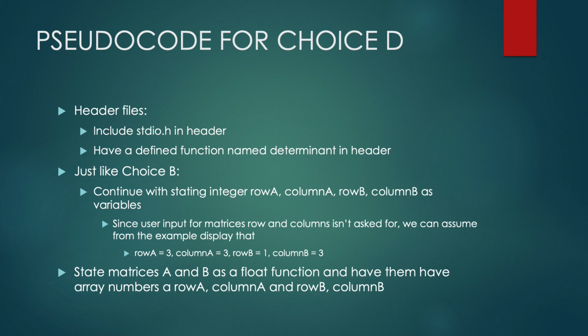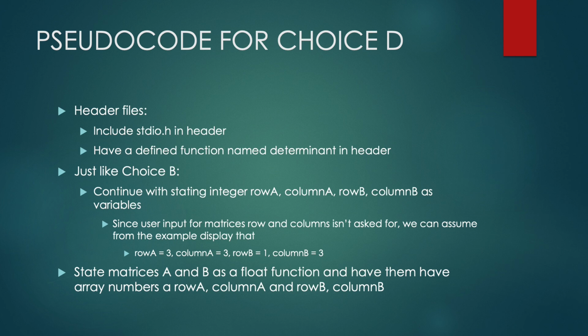Then we will start the main body of the code, and we will start by stating the same 4 variables we did as choice B, which is row A, column A, row B, column B. And since the user was not asked to input the number of rows and columns, we will assume that we can use the example display. And in the example display, we had row A equal to 3, column A equal to 3, row B equal to 1, and column B equal to 3.